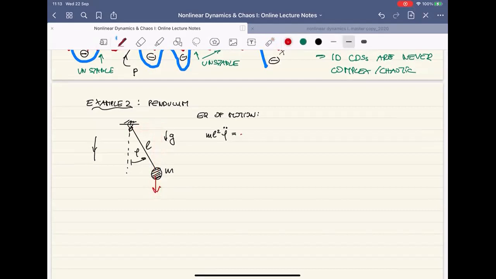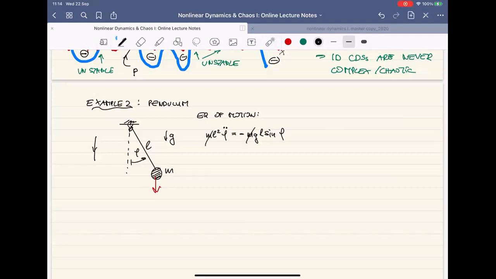So if you work that out, this is minus, because it pulls you back, right? The positive phi is in one direction, but the torque exerted by gravity is negative relative to that. So minus mgL times sine phi, okay? That's the equation of motion. It doesn't look like anything we've done in this class, but I can bring it to a form like that.